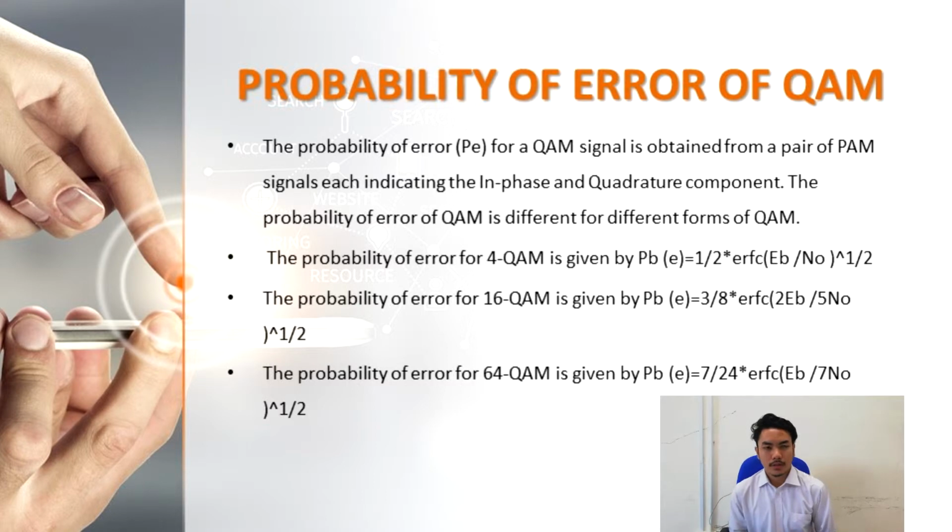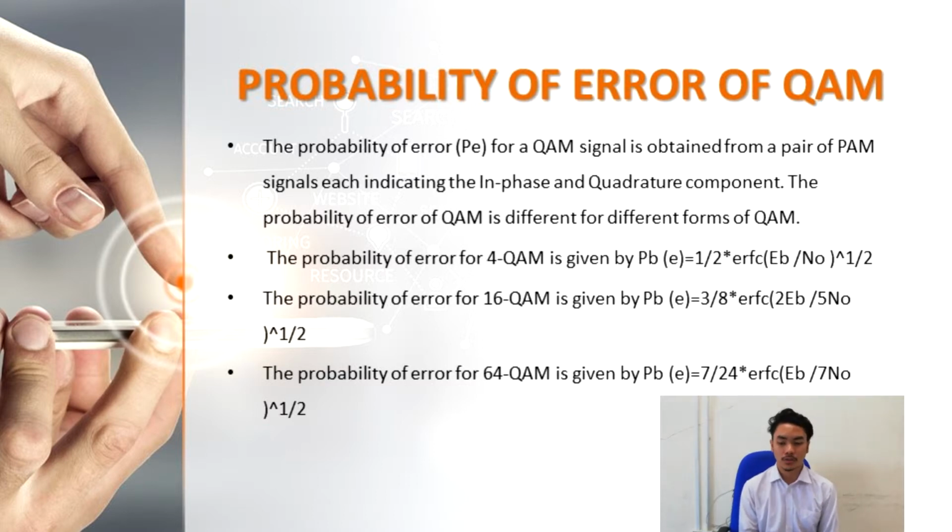So what is the probability of error of QAM? The probability of error for a QAM signal is obtained from a pair of PAM signals, each indicating the in-phase and quadrature component. The probability of error of QAM is different for different forms of QAM. The probability of error for 4 QAM is given by Pb = 1/2 × erfc((Eb/N0)^(1/2)).